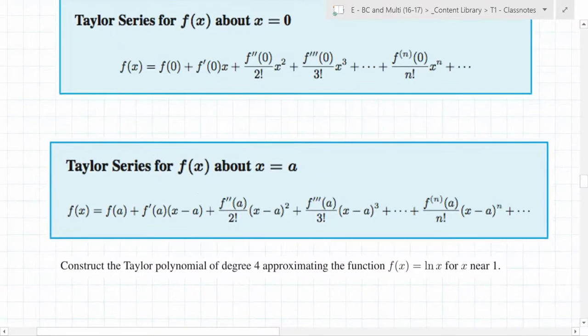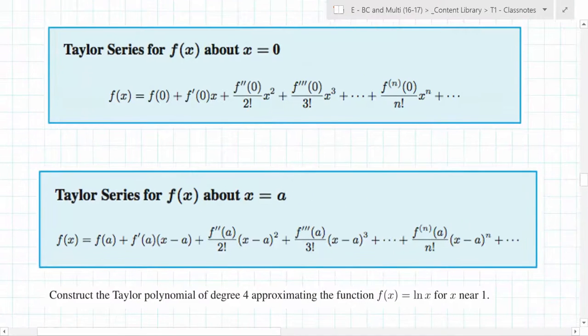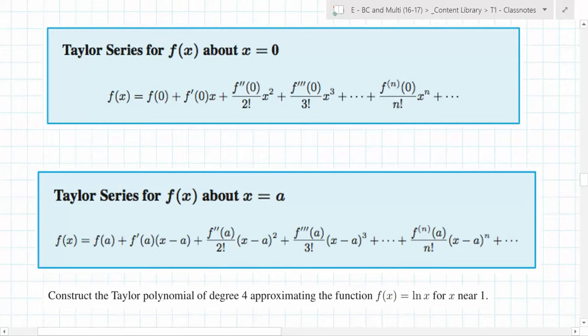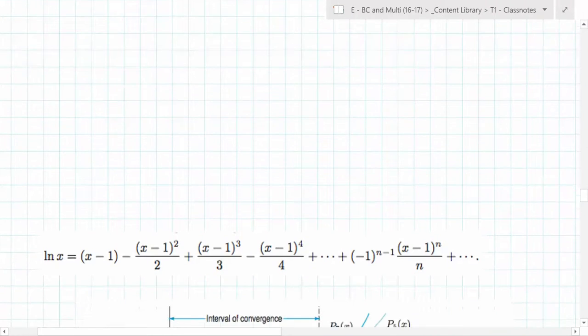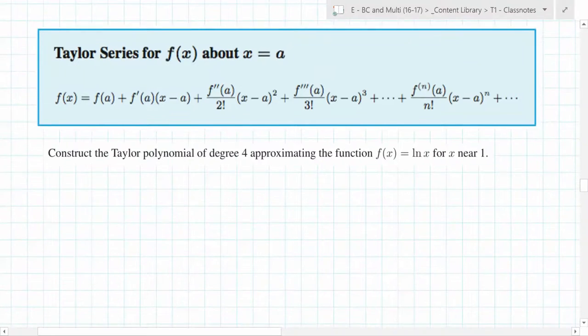Taylor series of f(x) about x equals, oh, it's the same thing. What's the only difference now? It's not a Taylor polynomial anymore. It's called a Taylor series. What's the only difference now? It goes off infinitely. What's at the end of those lines? Dot, dot, dot. So the only difference in polynomial and series is one goes on forever. One is very big, but it is finite. One is finite. Okay, so it says construct the Taylor polynomial of degree 4 approximating the function ln(x).